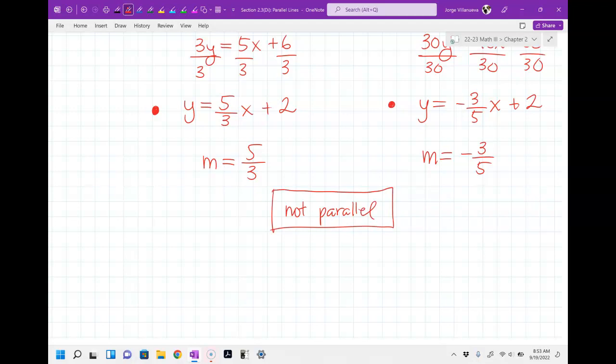I mean, is the overall objective of these problems hard? No. You just got to make sure their slopes are the same. But will getting there sometimes be a little difficult? Yeah, sure. You might have to solve for y. And you may get big numbers like 30s and 60s and stuff.